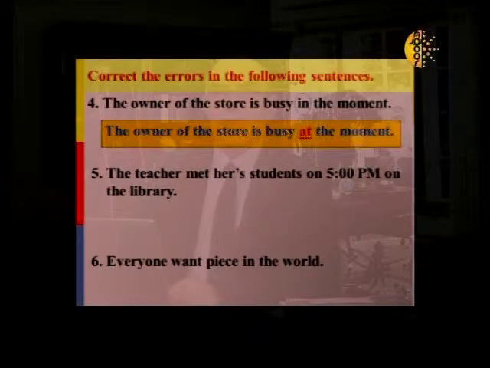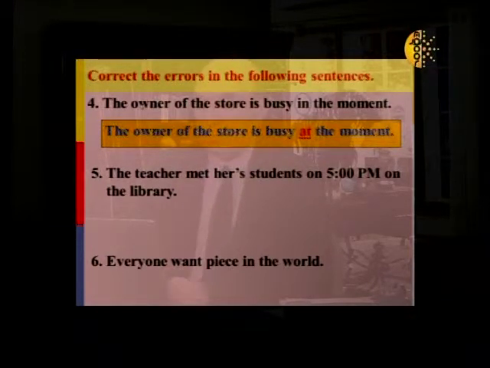You say at 6 o'clock, at 7 o'clock, at this moment. You use at for something that is very, very specific. So here we say what? The owner of the store is busy at this moment, now. So that's why it's specific, you use at.